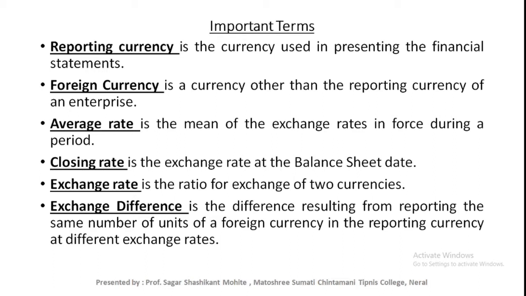If we average out the exchange rates, that means the average rate. Opening rate and closing rate divided by 2 is the average rate. Next, closing rate. Closing rate is the exchange rate at the balance sheet date, means the year-end rate is the closing rate. Exchange rate is the ratio of exchange of two currencies, means $1 is equal to rupees 70 is the exchange rate.